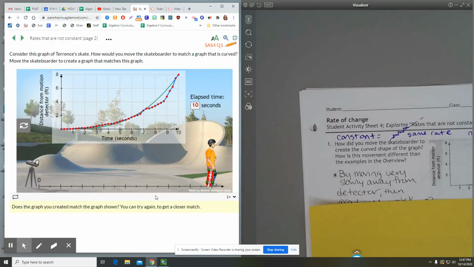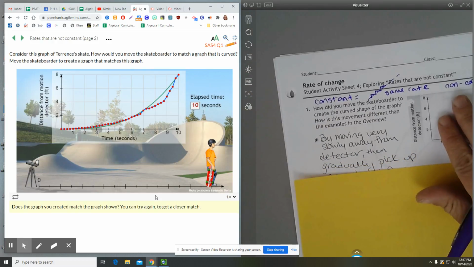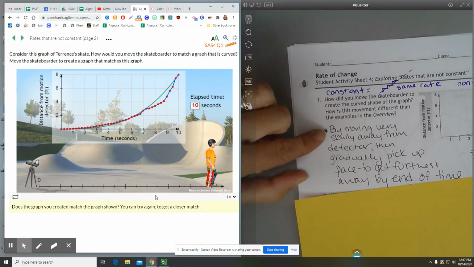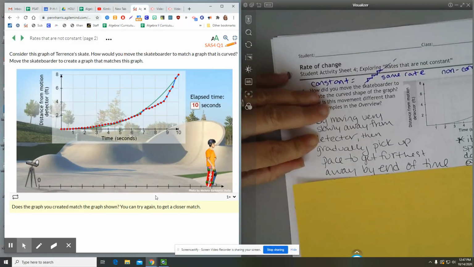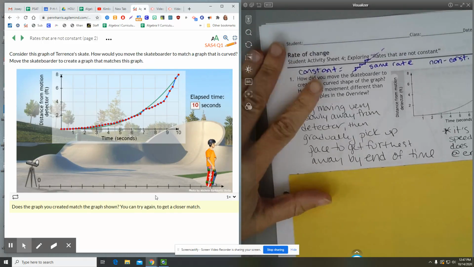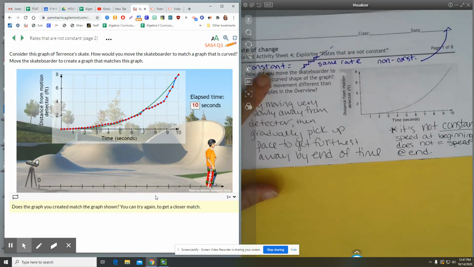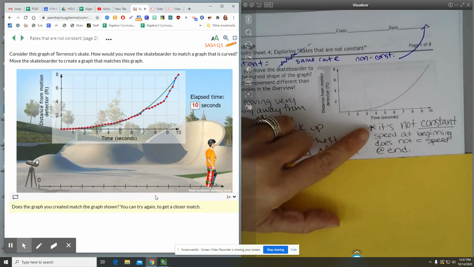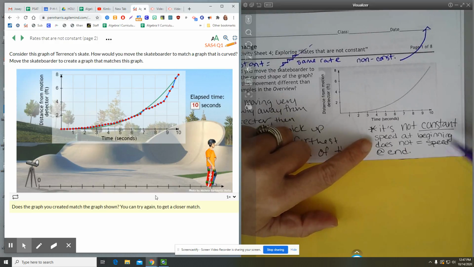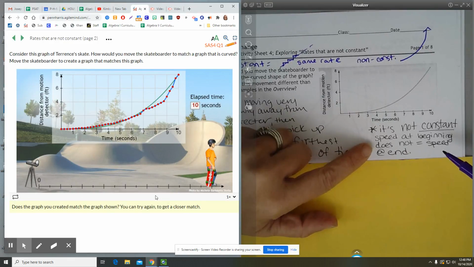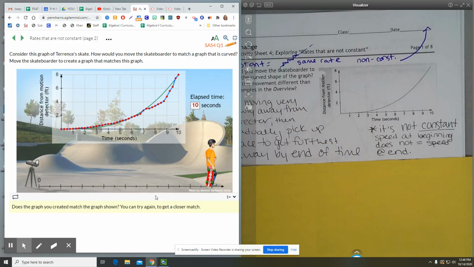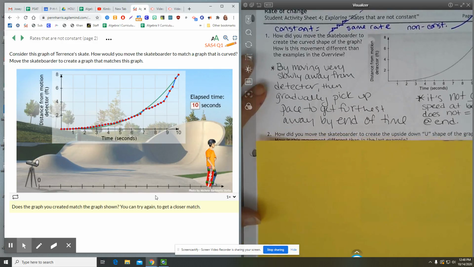Okay, so how did I move Terrence? I think his name's Terrence. We're just going to call him Terrence. By moving away very slowly from the detector, then I gradually picked up pace to get the furthest point away by the end of the time. Okay, what I want to note here is it's not a constant speed. The speed at the beginning does not equal the speed at the end. The speed at the beginning does not necessarily equal the same speed in the middle or at the end.